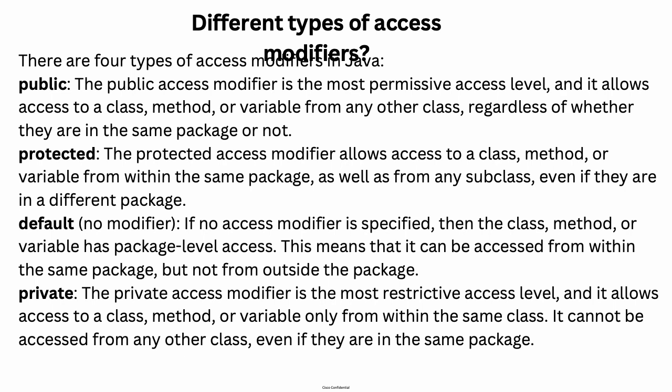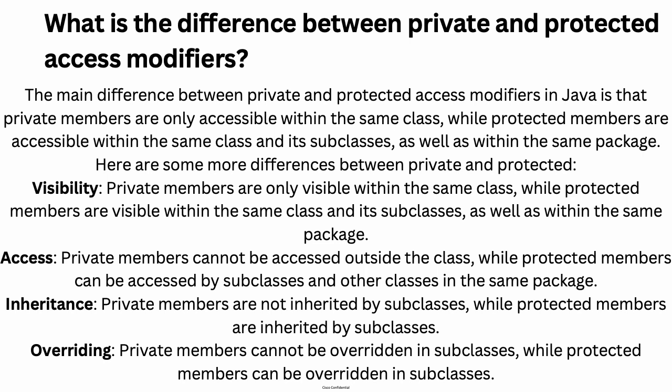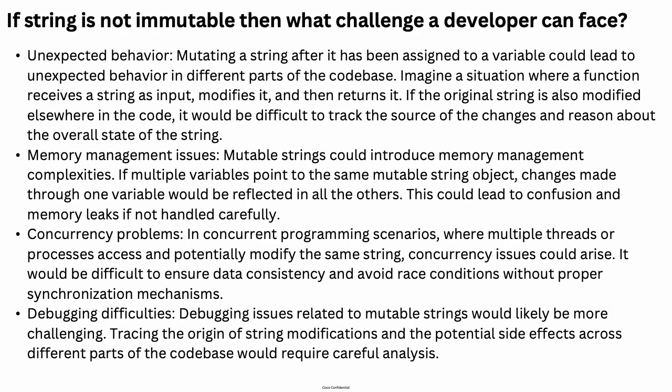So what are the types of access modifiers? We need to know all four: public, protected, default, and private. Each one has its own permission levels, so you should check that out. What is the difference between private and protected access modifiers? This is again a very interesting question asked on access modifiers. Please check that out.